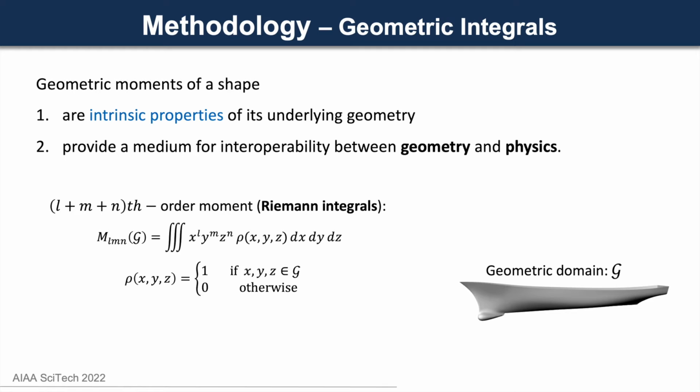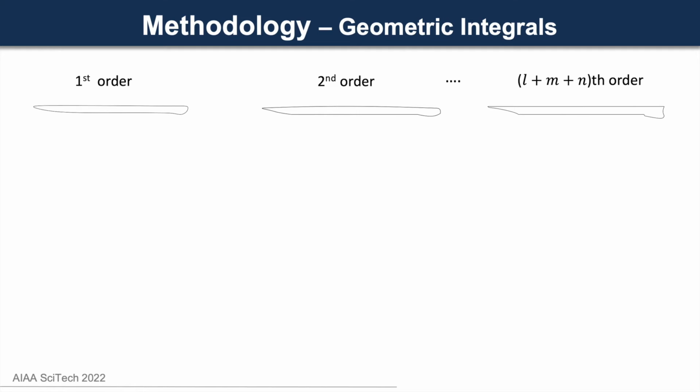These geometric moments can be evaluated as Riemann integrals for any geometric domains, and the most commonly used moment is the zeroth order moment, which is the volume of the shape. So these moments can be evaluated at any order. As we move from the first to the second to the higher orders, we will capture more and more of the geometric properties.